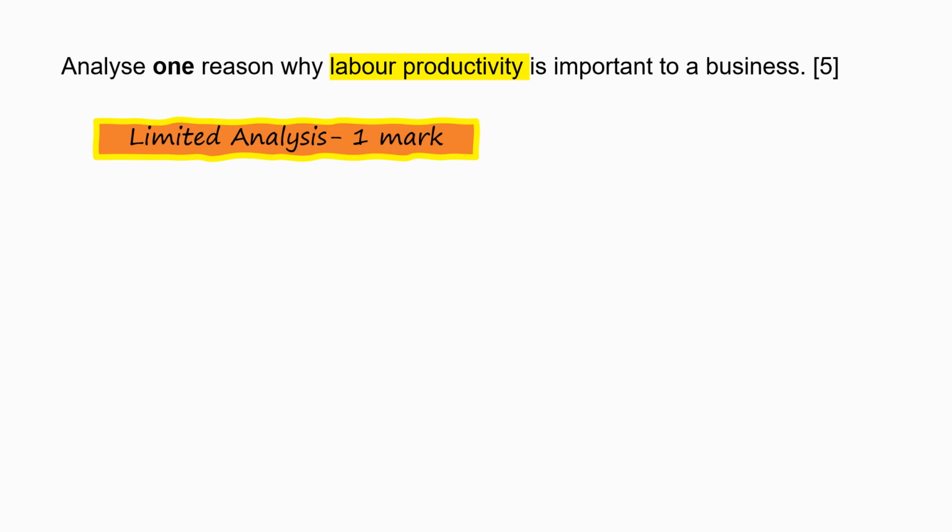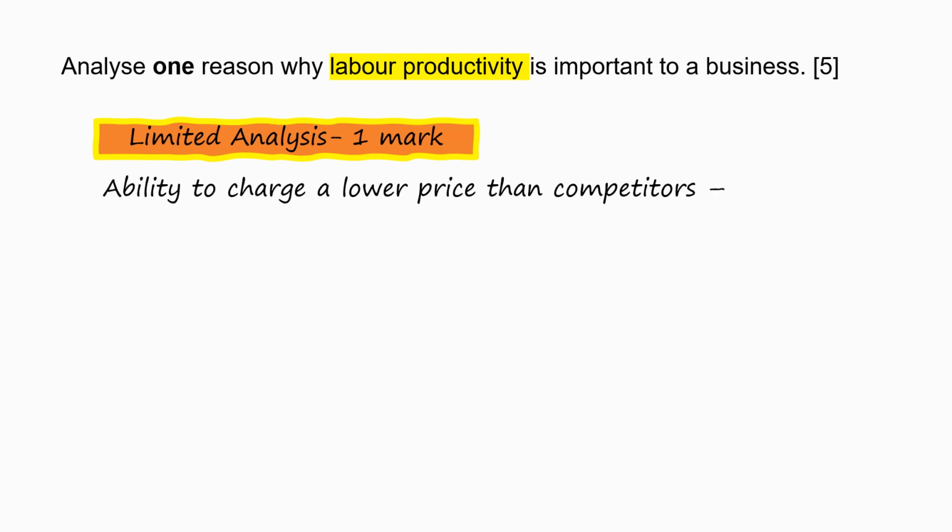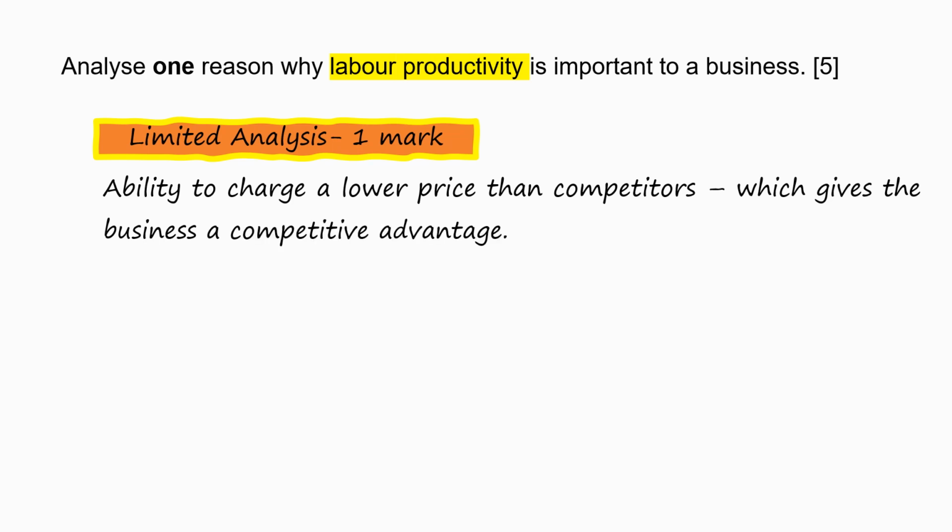The next one will be limited analysis. So we are concentrating on the analysis part now, which is 2 marks. The first one is a limited analysis. Say: ability to charge a lower price than competitors, which gives a business a competitive advantage. This one is a limited one.